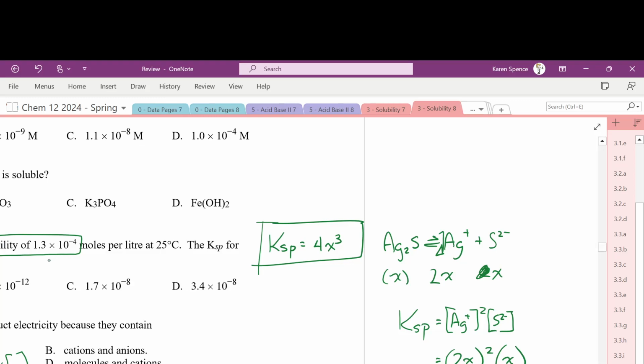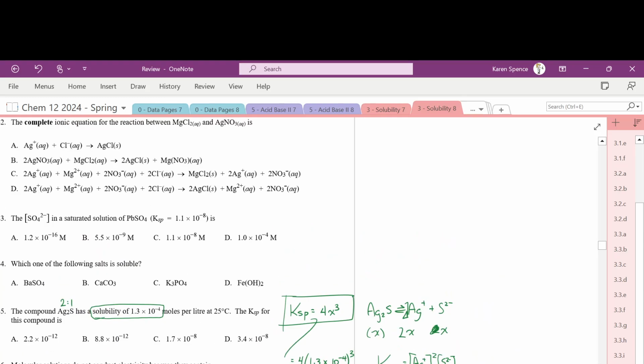So the solubility is 1.3 times 10 to the negative 4. So that's going to be equal to 4 times 1.3 times 10 to the negative 4 cubed. So that is 2.2 times 10 to the negative 12. Is that an answer? Yes, it is. Huzzah.